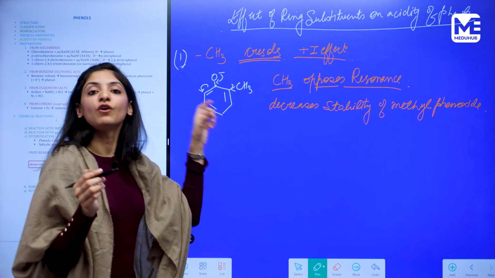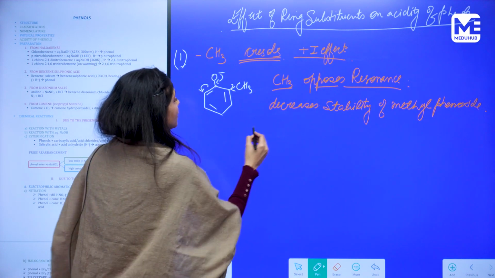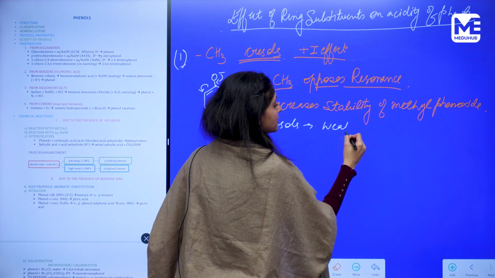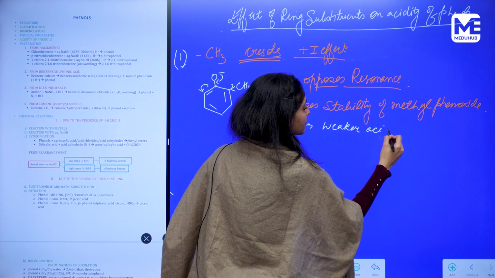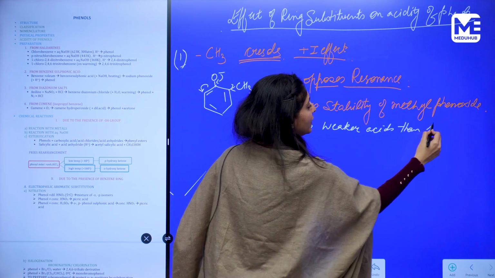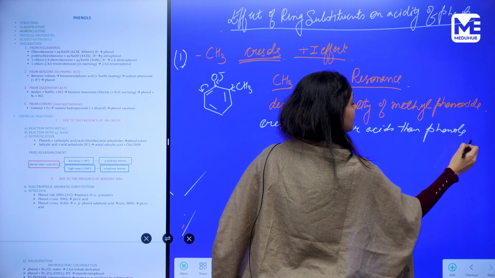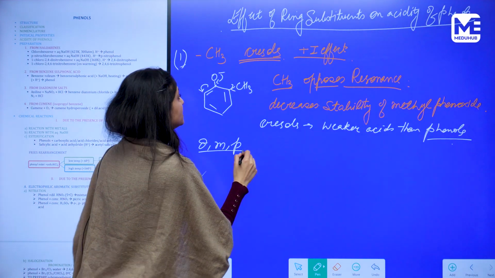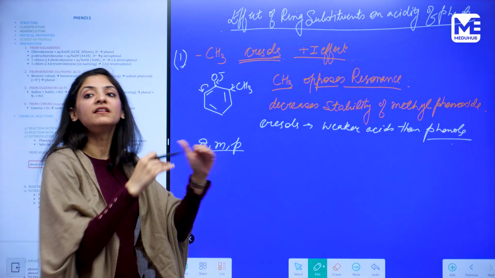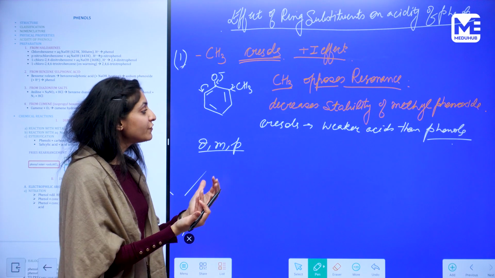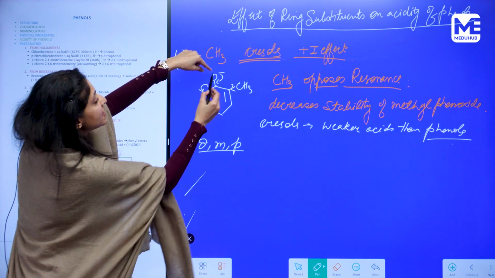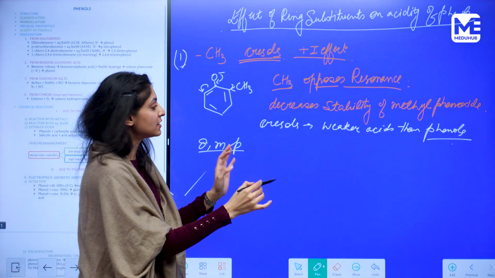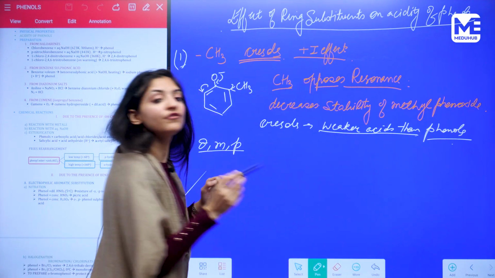Since the stability of the conjugate base is reduced, that means cresols are weaker acids than phenol. So all cresols, be it ortho, meta, or para cresols, that is the presence of a methyl group at either ortho, meta, or para position, all of them oppose the resonance of this negative charge, the delocalization of this charge into the ring, and hence all cresols are weaker acids than phenols.